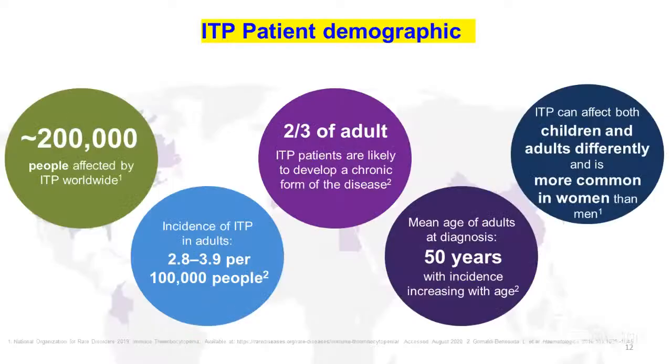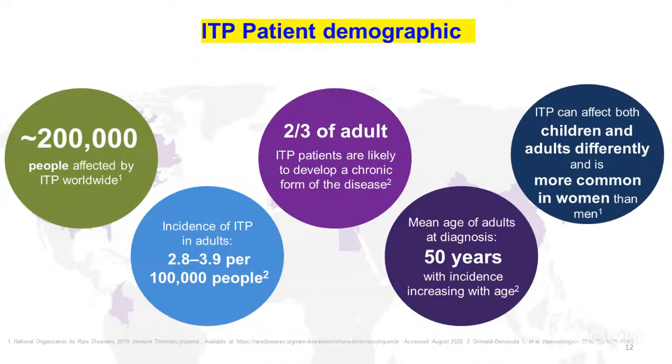Coming to the epidemiology of ITP, you will find that worldwide more than 2 lakh people are affected. Incidence in adults is around 2.8 to 3.9 per lakh population.